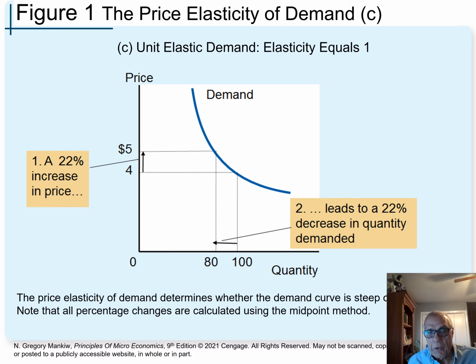And this panel here shows unit elasticity of price. The demand curve between those 2 points: if the price goes up 22%, the quantity demanded of that good drops 22%. 22 divided by 22 equals 1. And we say between these 2 points, this demand curve is unit price elastic.